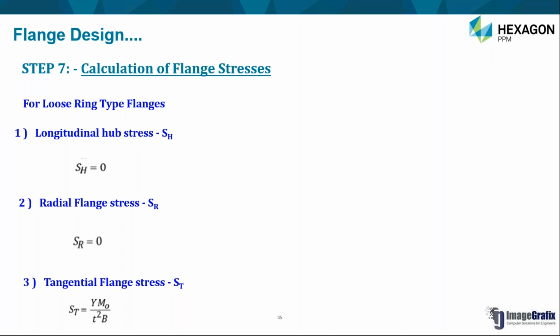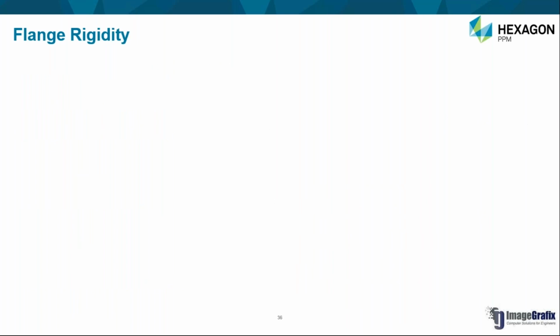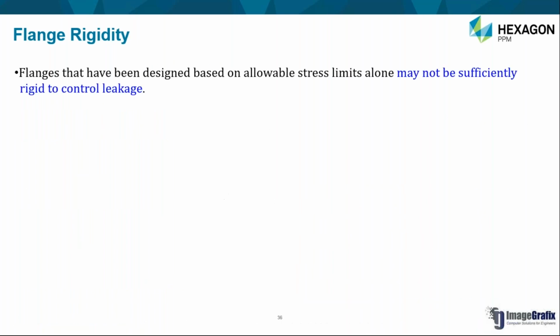So in short, this covers the flange design calculation for the allowable stresses. But whether only based on allowable stress or based upon the developed stresses, if we have calculated the flange thickness, whether it will solve the purpose, or whether the leakage will be under the permissible value, okay. So the answer is no, okay. So if you see over here, the flanges that have been designed based on the allowable stress limits alone may not be sufficiently rigid to control the leakage.